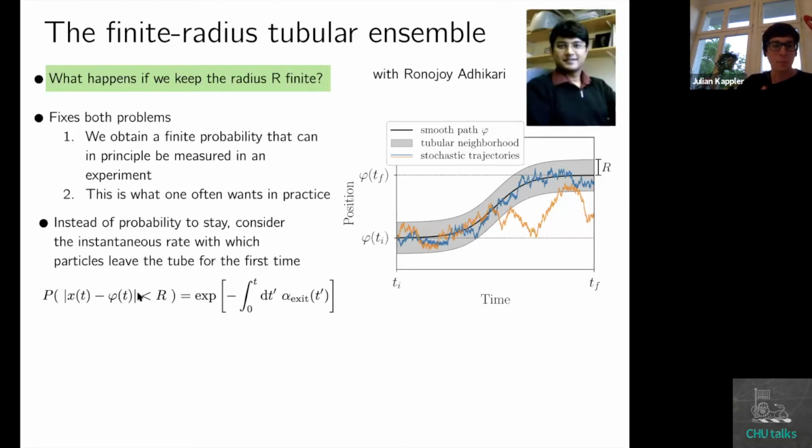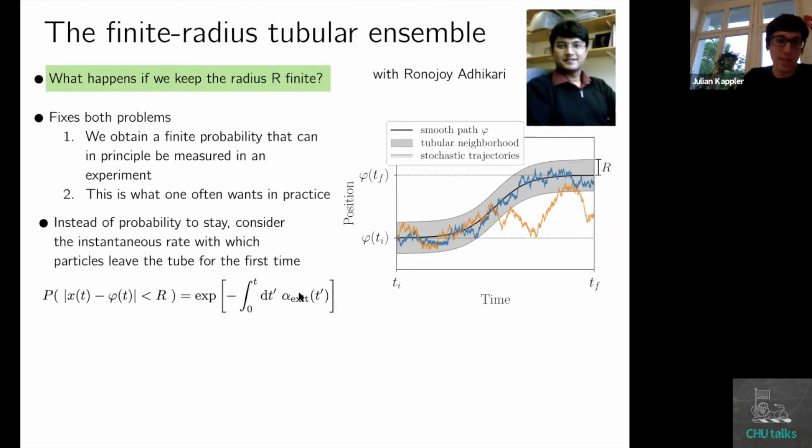And this probability is equivalent to the exit rate at which stochastic trajectories leave the tube for the first time. So this α is the exit rate, and it describes, for example, at this time, how many stochastic trajectories that have never left the tube until now leave now for the first time, and then they are gone as far as we are concerned, because we only care about those that have never left until now, and we want to know how many we have in the end.